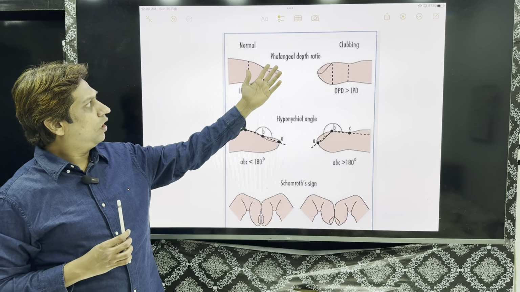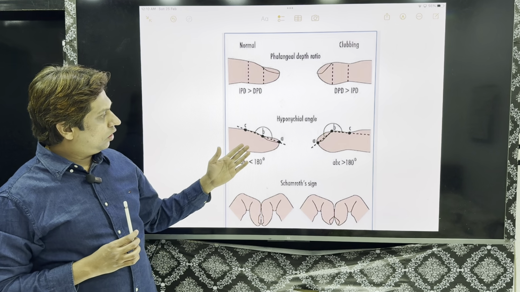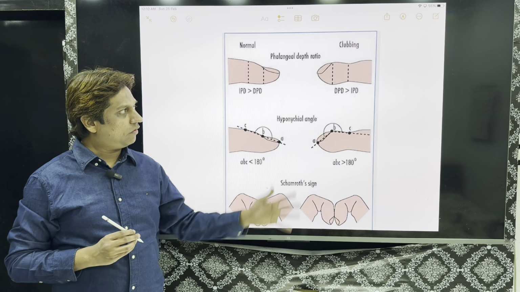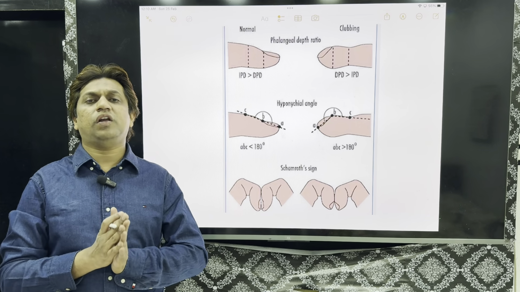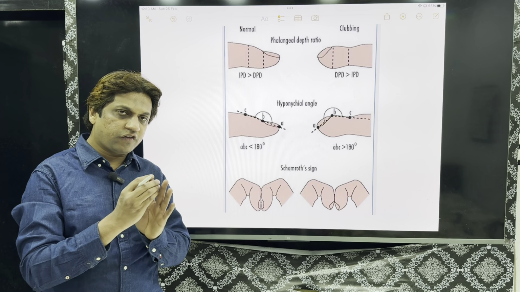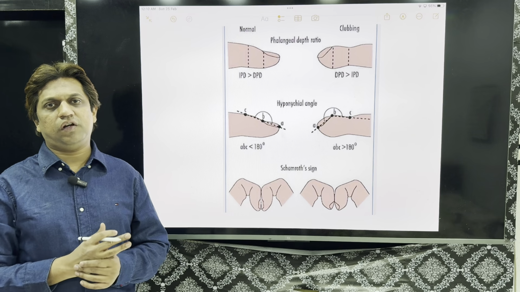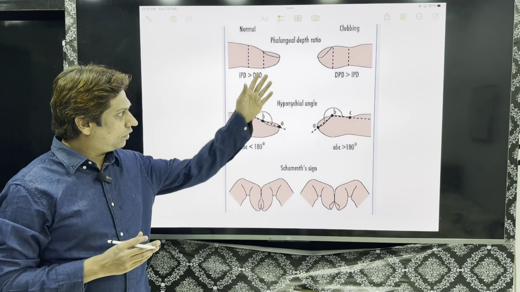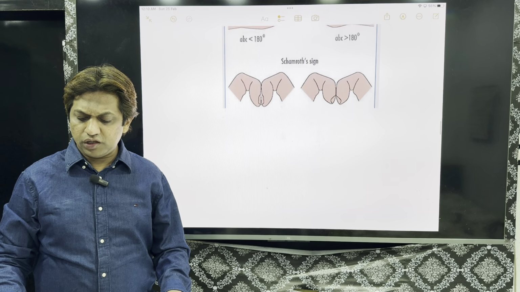So first, the phalangeal depth ratio, then the hyponychial angle, that is the Lovibond's angle, which will be greater than 180 degrees, then this Shamroth sign. If any one of these is present, then you can say it is clubbing. So this is the method. However, you can also look for the fluctuating nail sign, but it is not a consistent feature of clubbing. Many times it is seen in some other clinical conditions, but these are the diagnostic features of clubbing. So this is the examination.